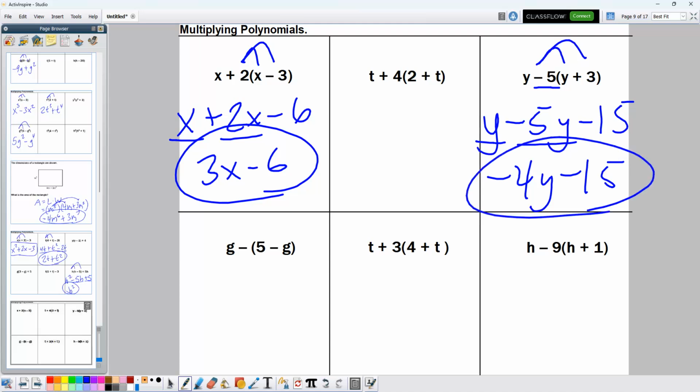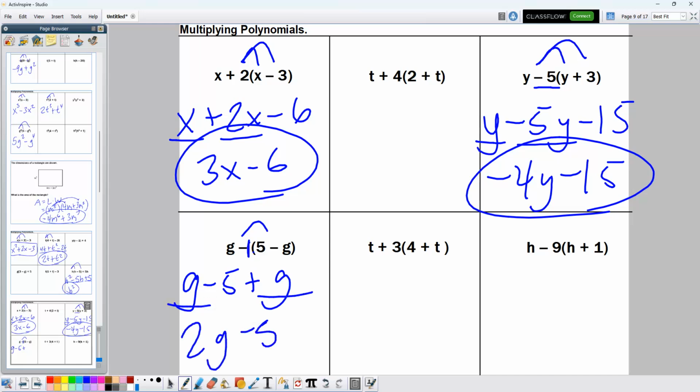Bottom left right there looks kind of funny. There's not a number to distribute, but it's a 1 right there. So you've got g, distribute the negative 1, minus 5 plus g squared. Nope, that's wrong. Minus 5 plus g, negative 1 times negative g would be plus g. What's g plus g? 2g minus 5. That's one way to go about that problem.